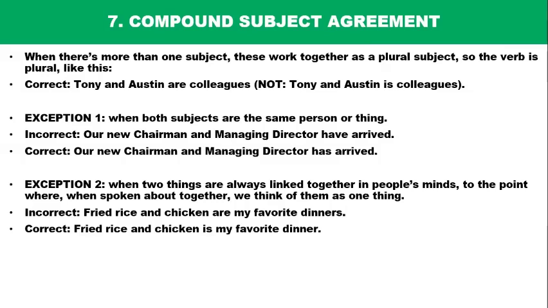We always think of fried rice and chicken as one dish, even though they are different things and can be eaten separately. When we refer to them together as being one thing, we use the singular verb is. So fried rice and chicken is my favorite dinner.